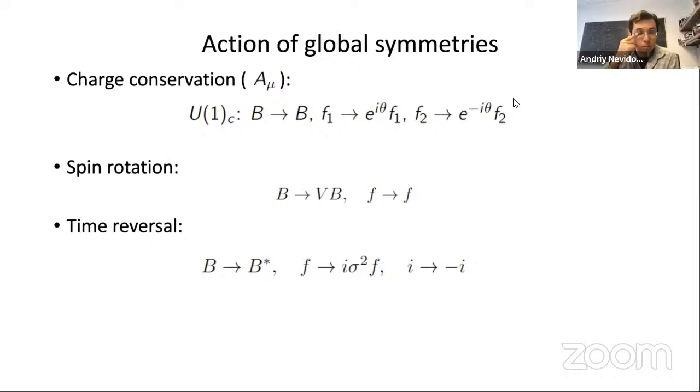So in the following, I will also sometimes couple the U1 charge conservation symmetry to a background gauge field, which is denoted as this capital A. And this is simply the physical electromagnetic field. Thanks for the reminder.